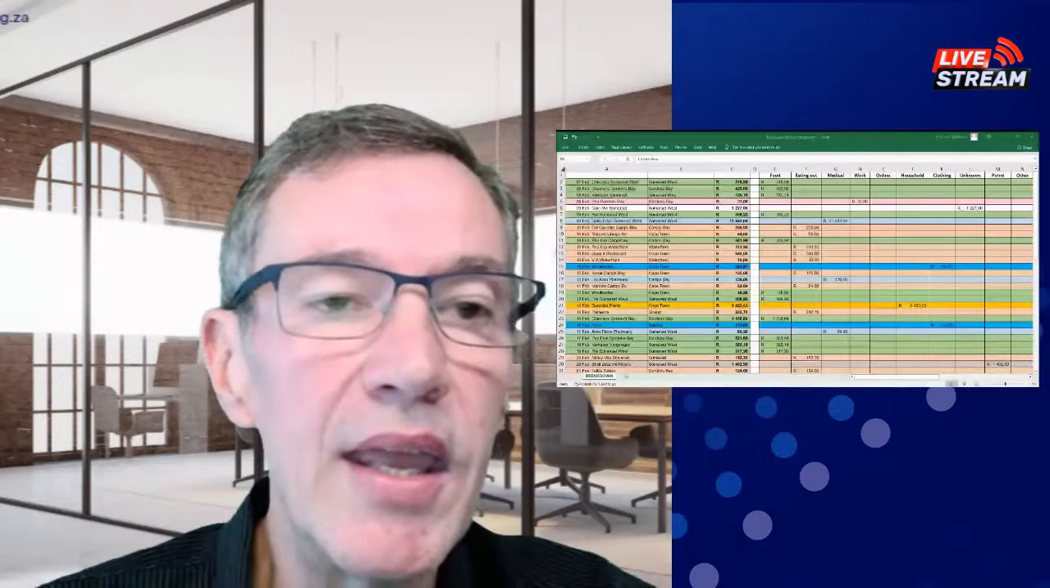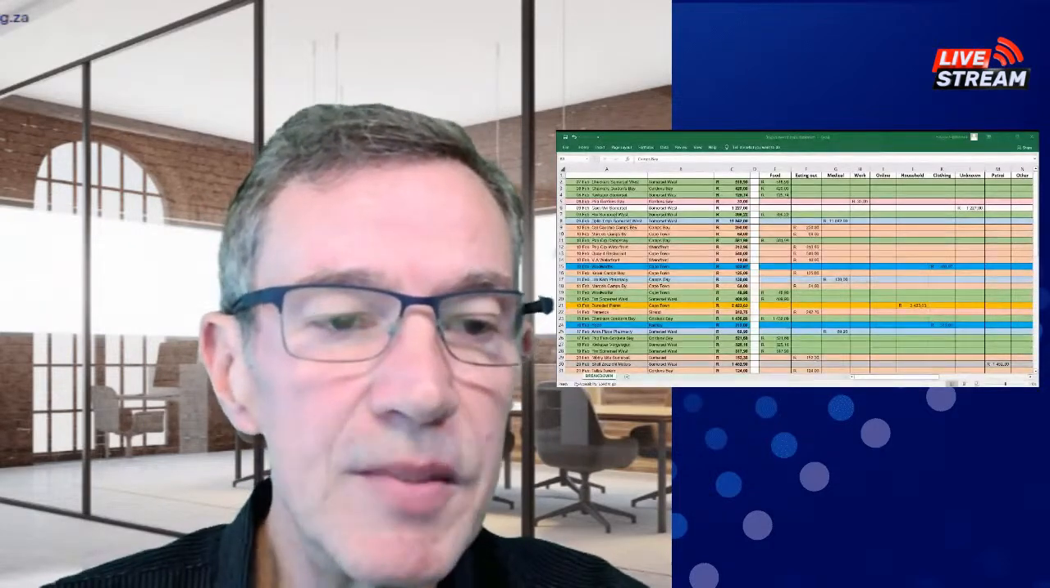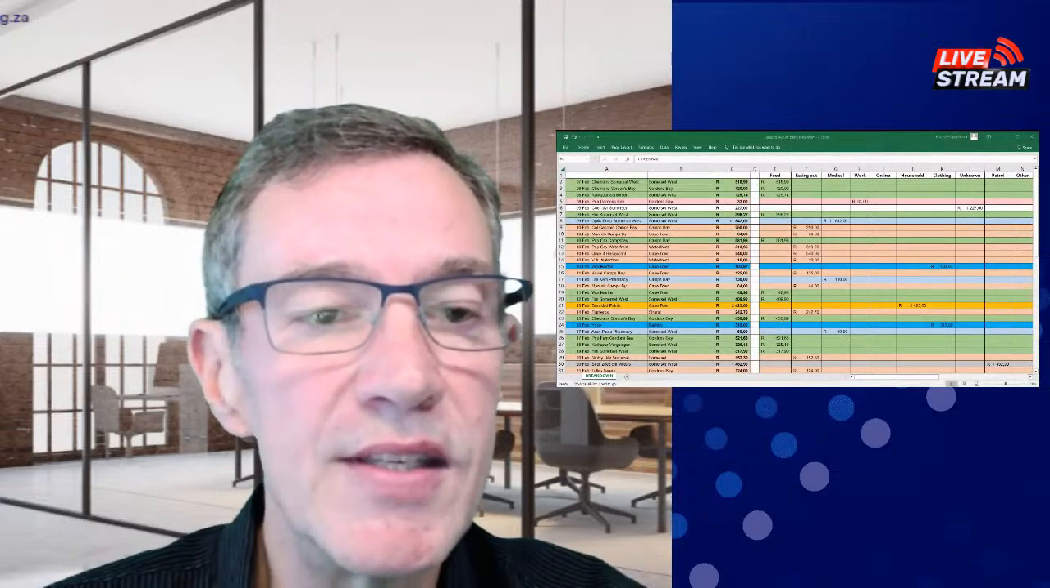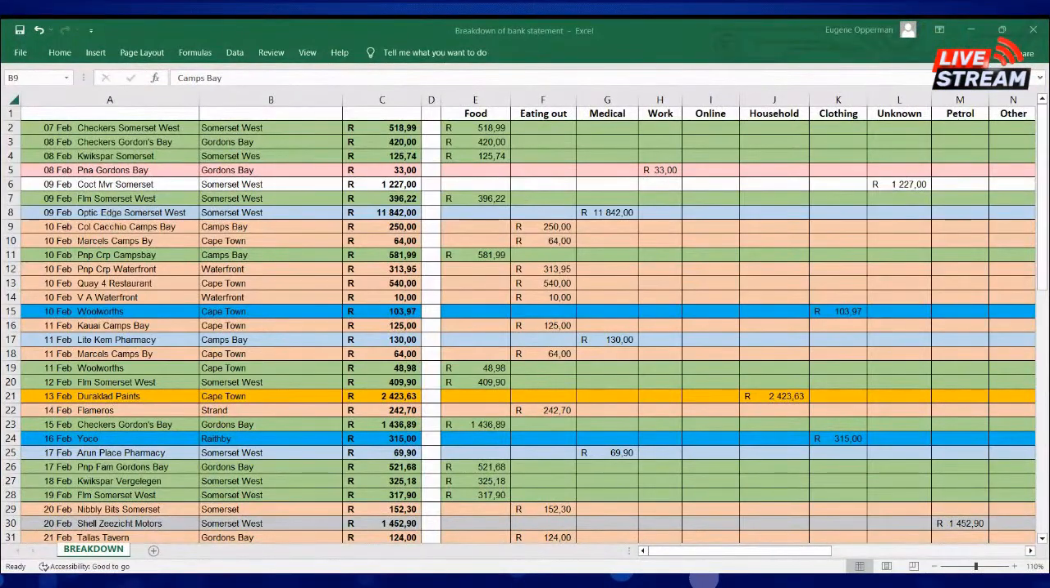So next, what I would do is I would use an Excel spreadsheet. Very similar to this. If I can just make that a little bit bigger so that you can see, I would use an Excel spreadsheet, and that is based on the banking statement, and I would split it up. I have to do my homework beforehand. I would split that up under food, eating out, medical, work, online, household, clothing, unknown, petrol, and others. And I would go through that. And this is all the line items that we found on the banking statement.